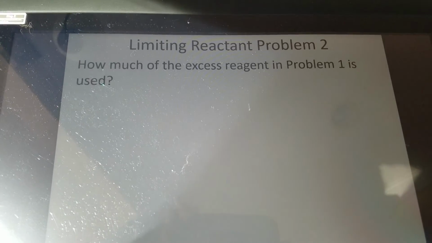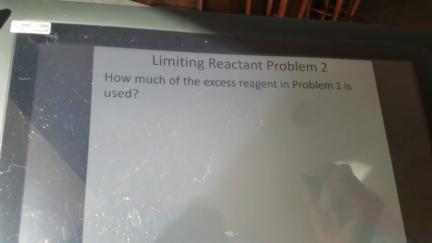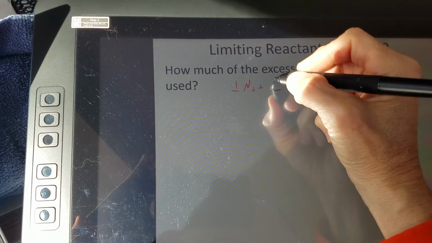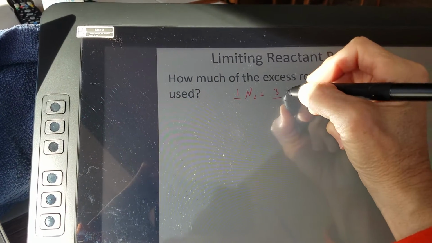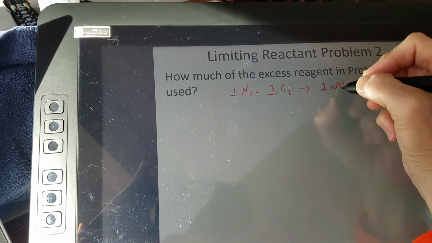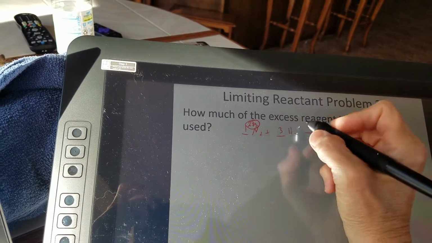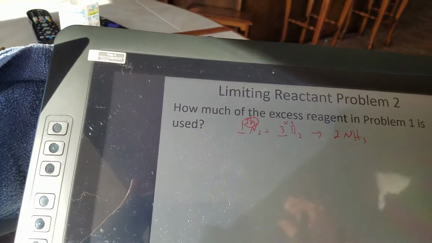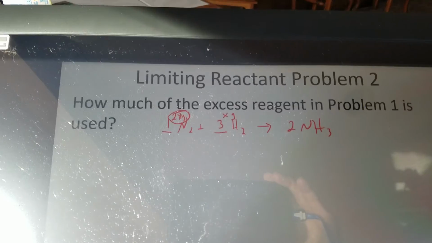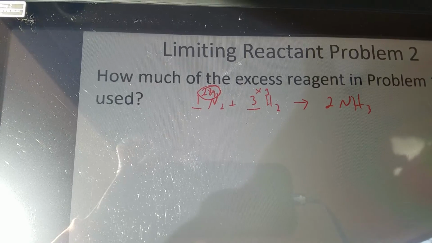All right, so we've already done that. So now we want to determine how much of the excess reactant was used. So again, we'll just write our equation again. So our nitrogen, our hydrogen, and our ammonia. We know we used all 28 grams of this, so we've got to start with this. And what we want to do now is figure out how many grams of the hydrogen we actually need for this particular reaction to take place. I know I had 25 grams, but I know I didn't use it all because it was the excess.